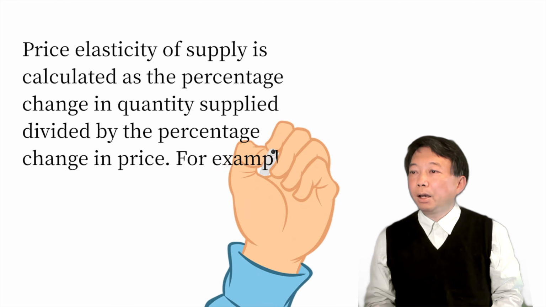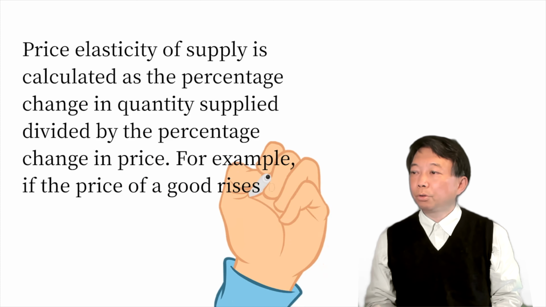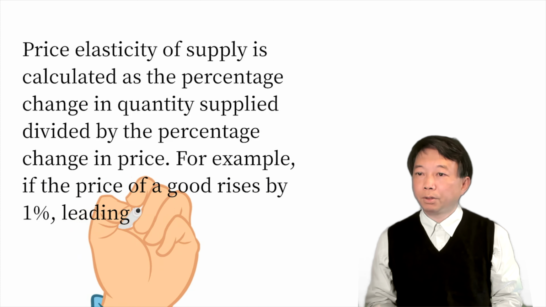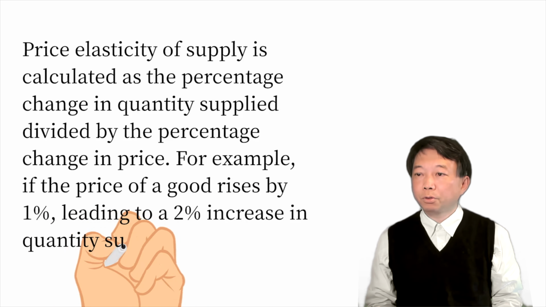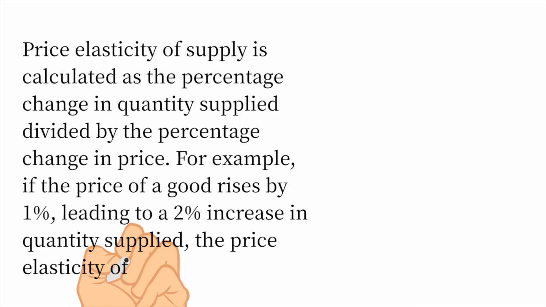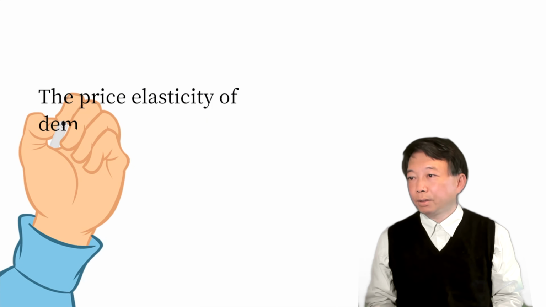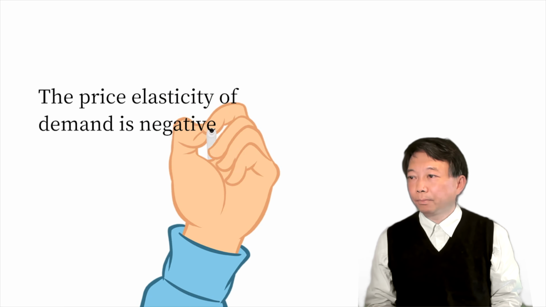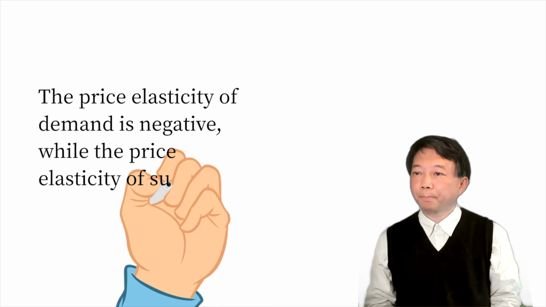For example, if the price of a good rises by 1%, leading to a 2% increase in quantity supplied, the price elasticity of supply is 2. Generally speaking, the price elasticity of demand is negative, while the price elasticity of supply is positive.